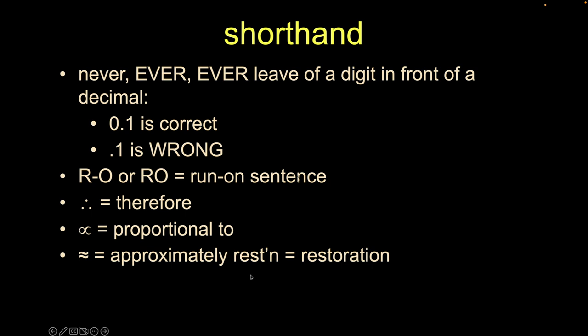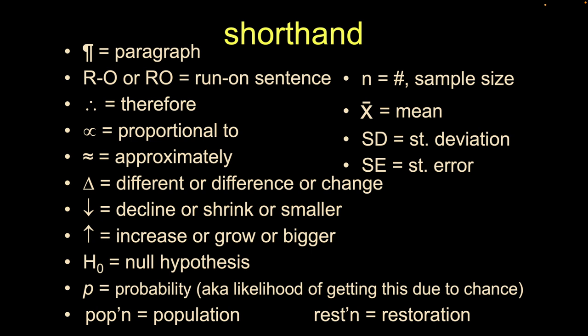A lot of times I'll abbreviate restoration and other things too by just dropping off the -ation and the stuff later. So REST apostrophe N is restoration, or similar type words. If you see that, it's not restin', it's restoration. Okay. Other things, that symbol up there, sort of like a double line with a P, either right or left, is the symbol for a paragraph. I just mentioned run-on sentences.